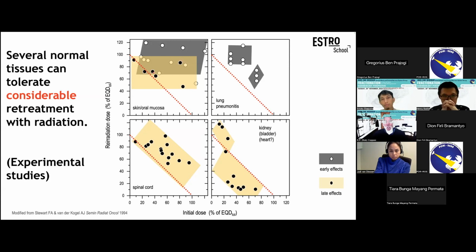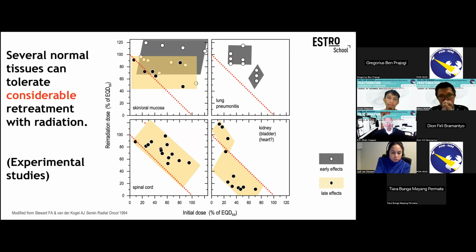But because they regenerate so much. So this is for skin and oral mucosa. This is for lung pneumonitis, and here you see that it's only the early effects that you can stop a bit. This is for spinal cord. So even the spinal cord, you can go up to a little bit higher level than the initial radiation tolerance if you wait long enough, right?